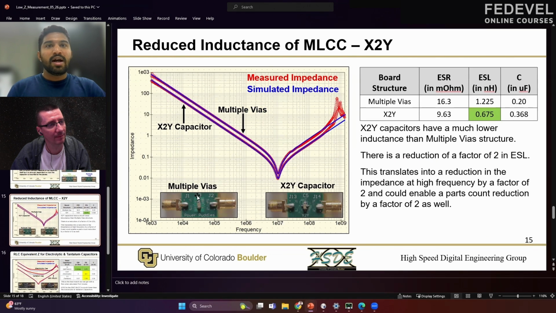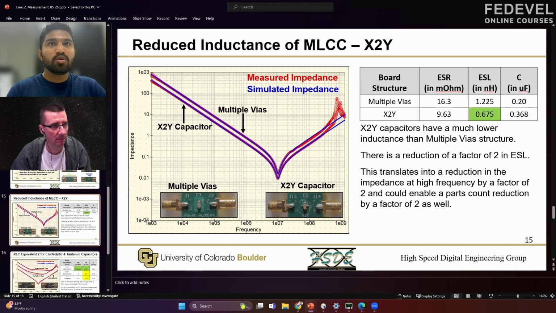What I have here is the multiple via structure and the X2Y capacitor. Why do I have the multiple via structure? Because that was the structure that gave us the lowest impedance at higher frequencies, so it is our reference to compare with the X2Y capacitor. And when we compare, we see that the X2Y capacitor gives us a lower ESL value and impedance at higher frequencies. Now, just a note: the X2Y capacitor and the MLCC capacitor that we used earlier both have different capacitances.